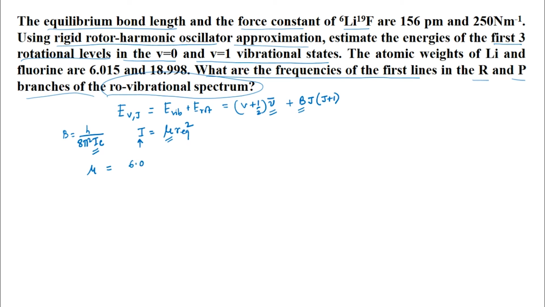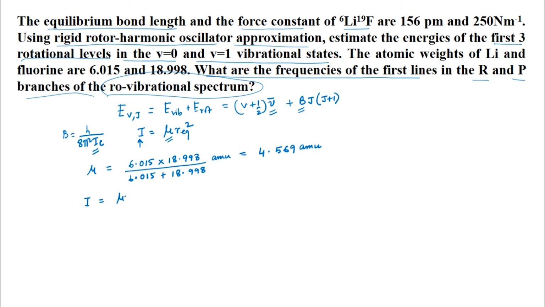So, the reduced mass is 6.015 times 18.998 divided by 6.015 plus 18.998. This is in AMU. So, the answer is 4.569 AMU.